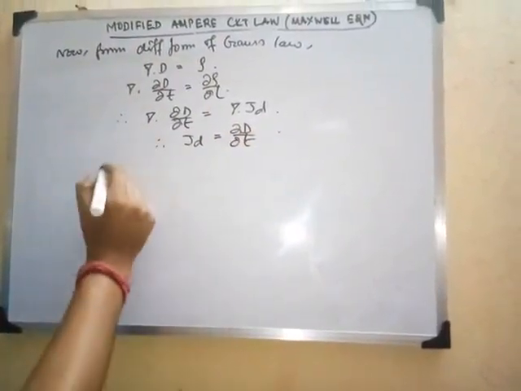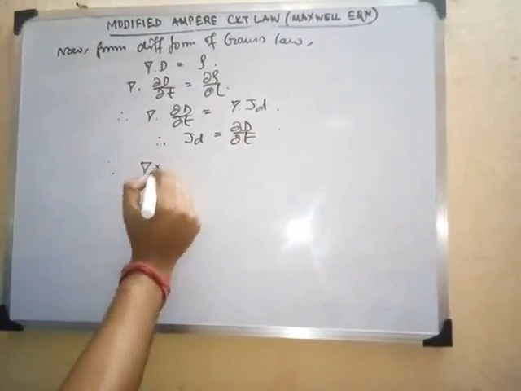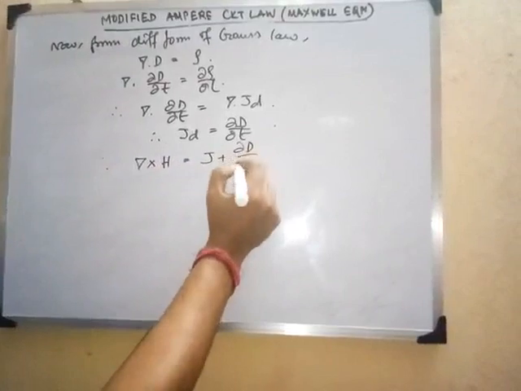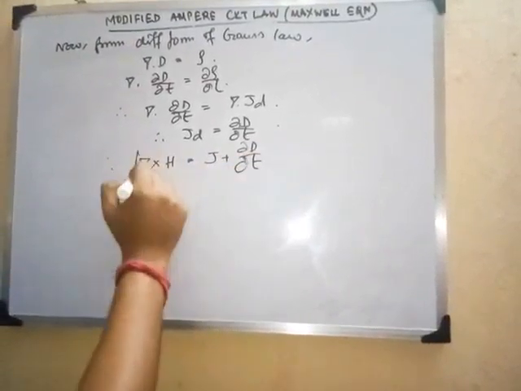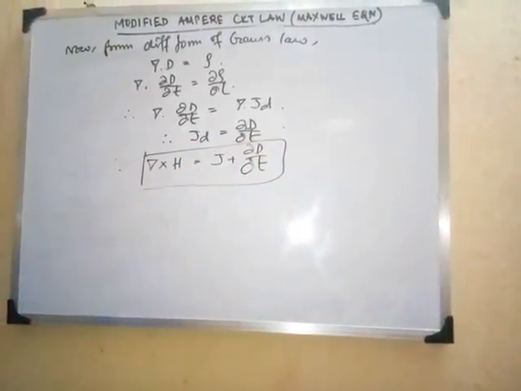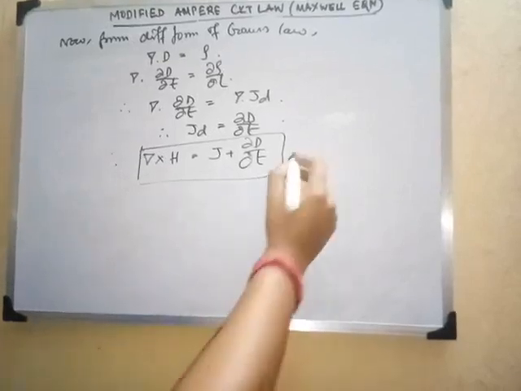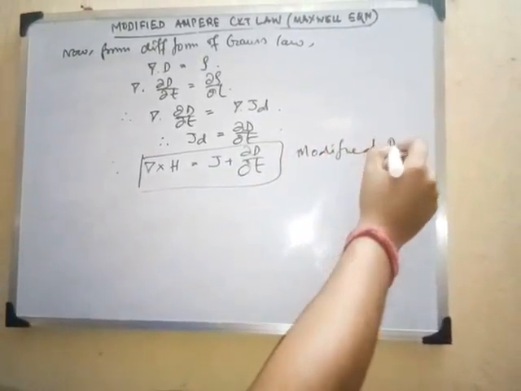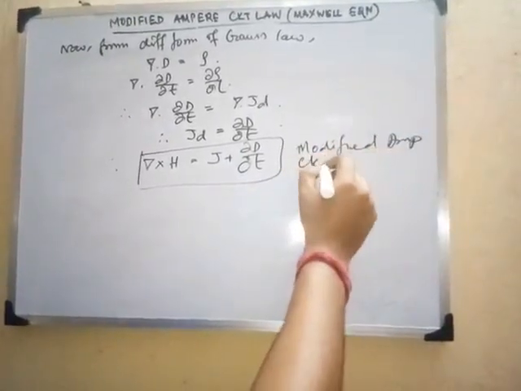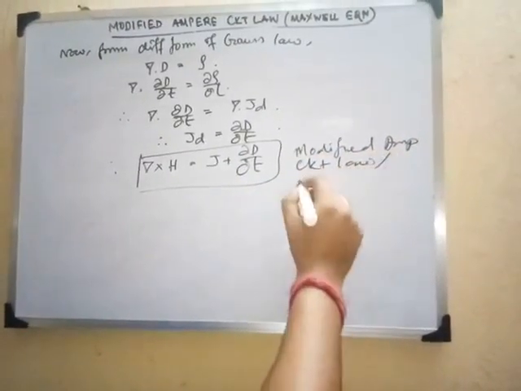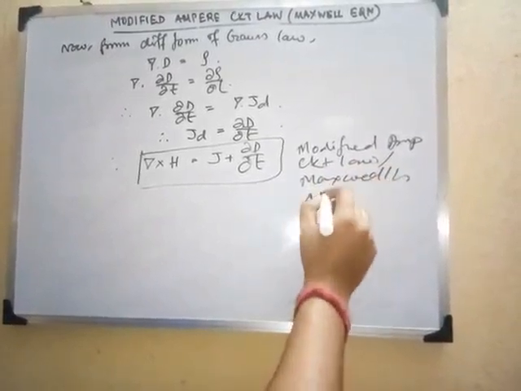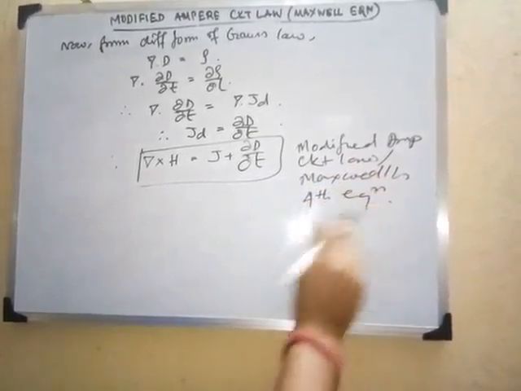So from here we can finally conclude that del cross H will be equal to J plus del D del T. Here is the final form of Maxwell's circuit law; this expression gives you the modified Ampere circuit law, and this is particularly Maxwell's fourth equation. So this is your Maxwell fourth expression.